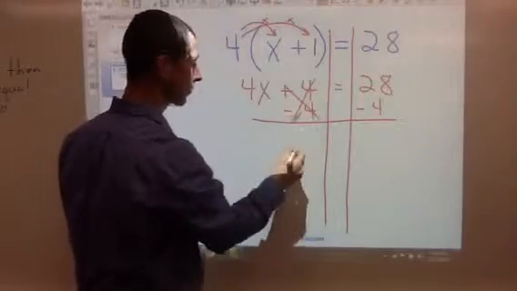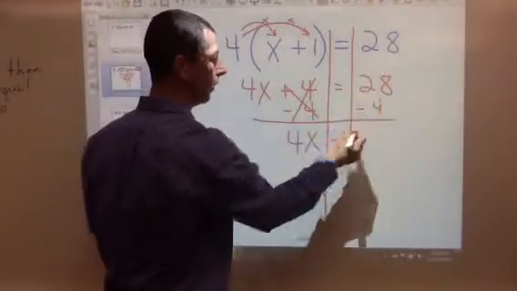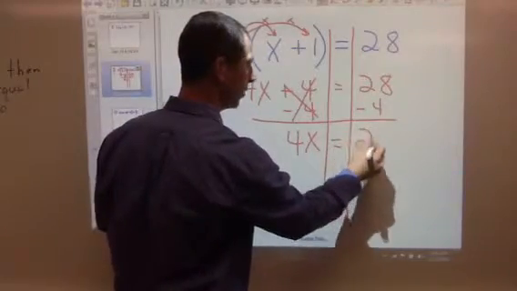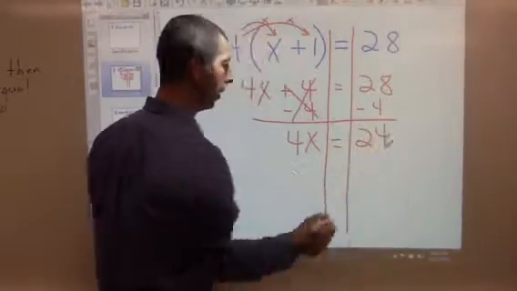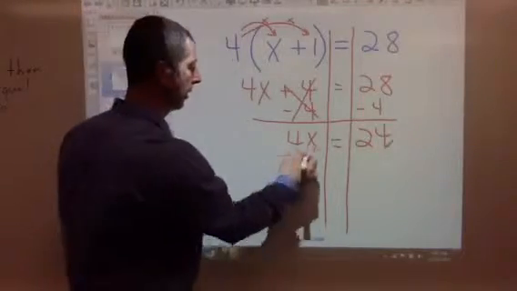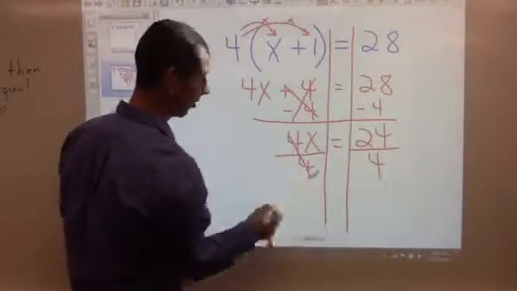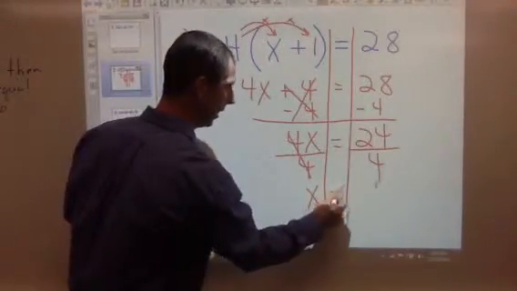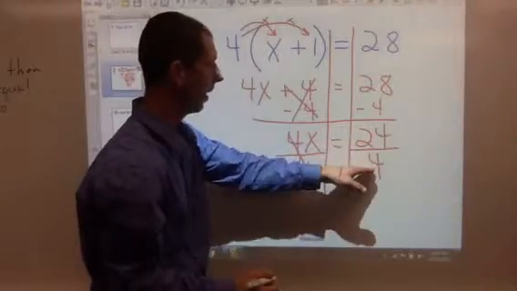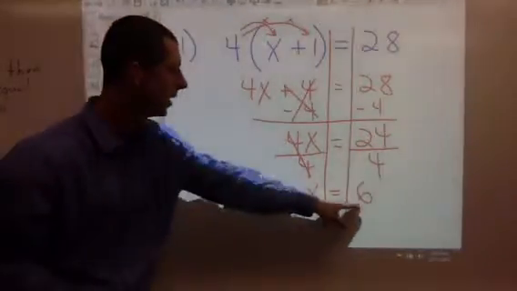These cancel. So on this side, we're left with 4x equals 28 minus 4, which is 24. And our last step is to get rid of this 4. It's 4 times x, so we divide by 4. So that cancels out the 4 here. So x equals 24 divided by 4, which is 6. So the solution is 6.